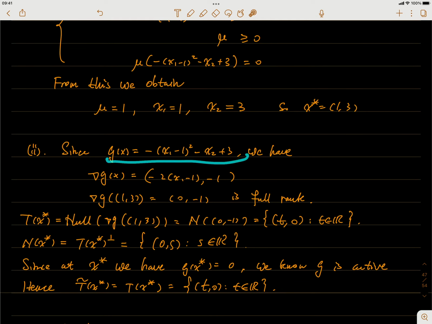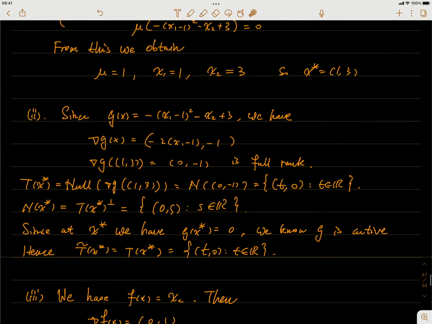The g is this, right? The gradient of g is this. At the point (1, 3), you will see that this is equal to the vector (0, negative 1). And this is a full rank 1 by 2 matrix. That's why the point x star must be a regular point, and that also justifies that x star is a KKT point.